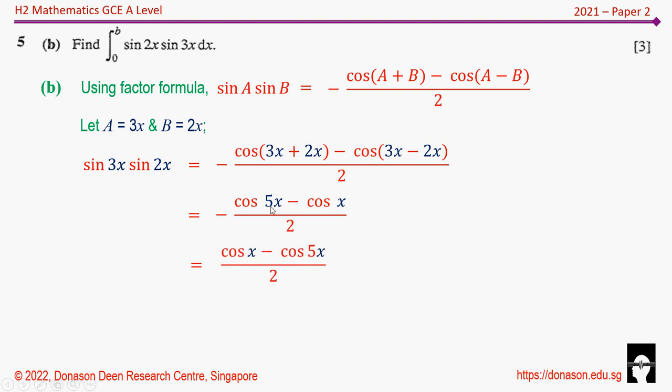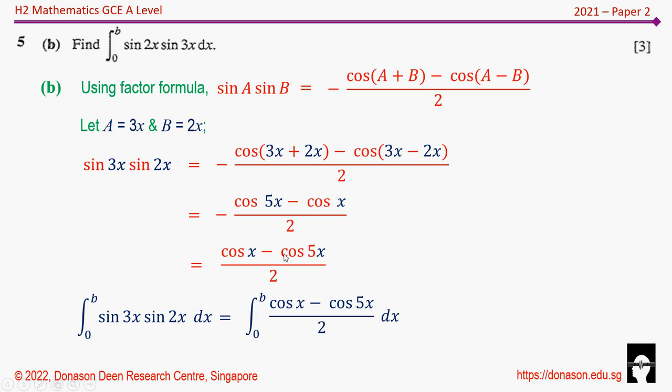Now we can just throw the minus sign inside. Minus minus is going to become plus cos x, so that's why I've written cosine x in the front, and minus times plus cos 5x becomes minus cos 5x. So it's cos x minus cos 5x over 2. So we could replace this in terms of this. Therefore sine 3x sine 2x dx could be replaced with the integral of cosine x minus cosine 5x over 2.